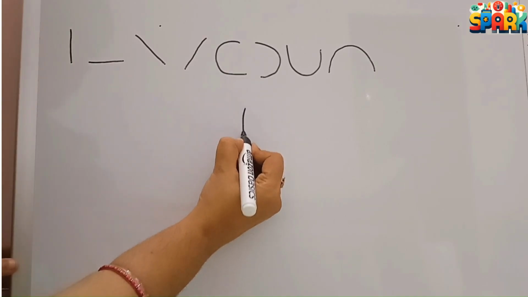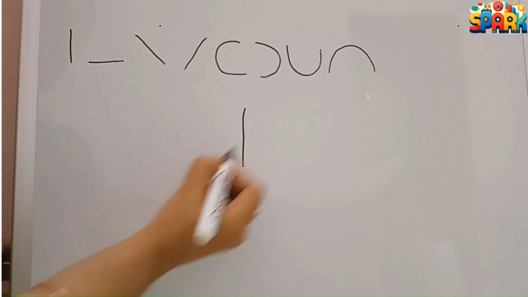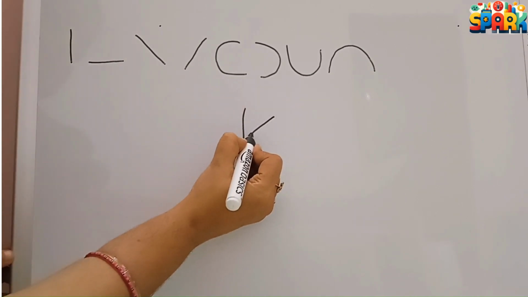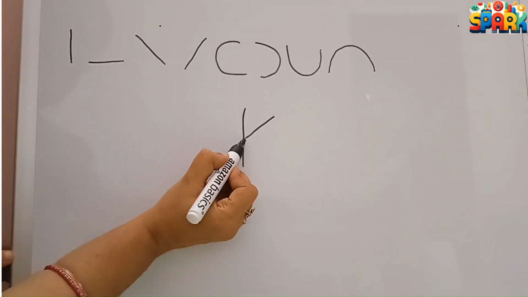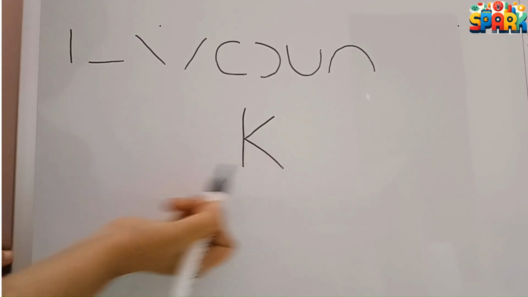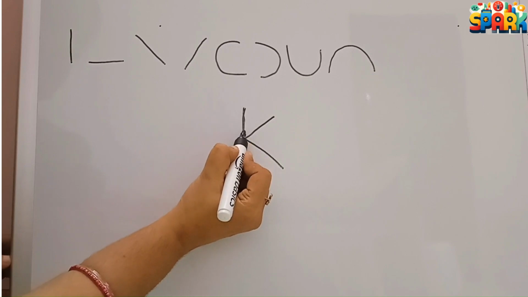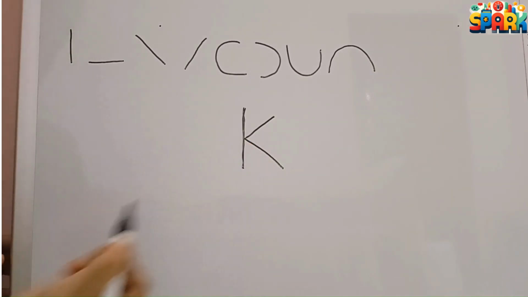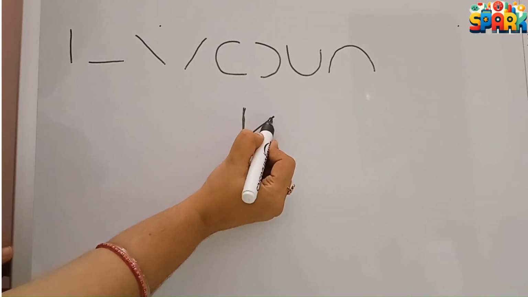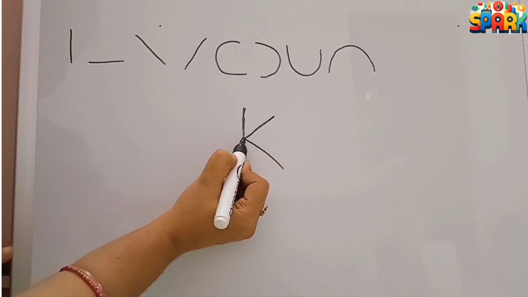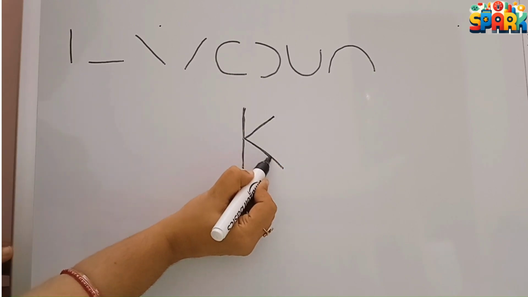Starting from the top, draw one standing line. Now draw one left slanting line like this. And again, draw a right slanting line. It's K. Now let's trace it together one more time. Start tracing slowly. No need to rush. Now take your paper and trace this letter K on it.